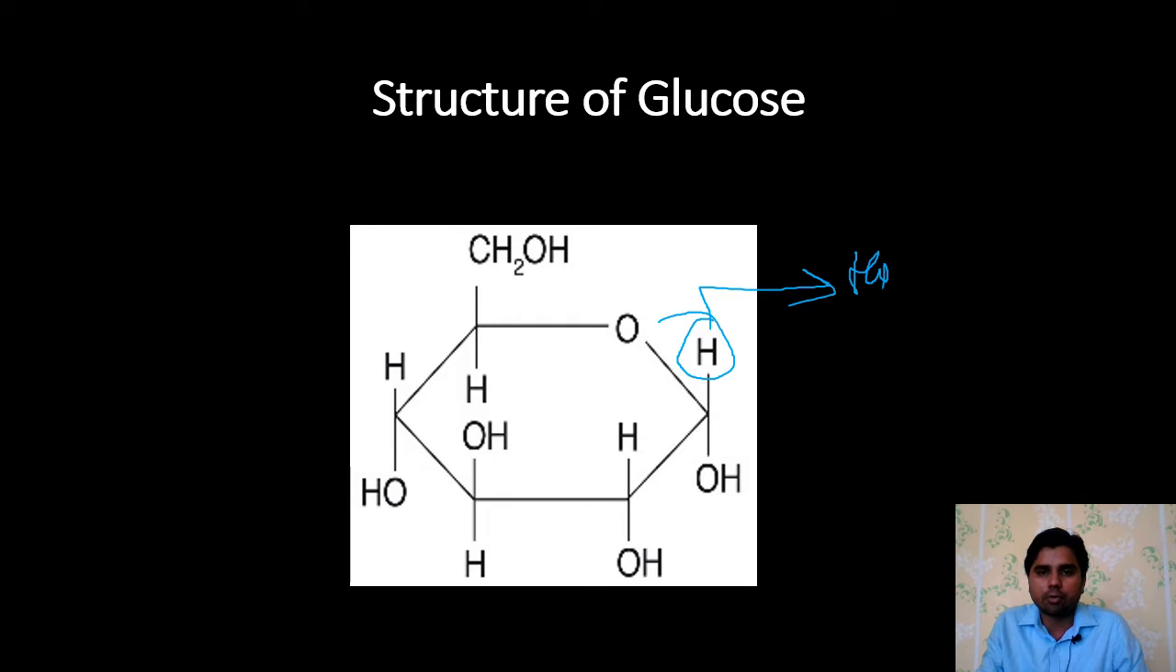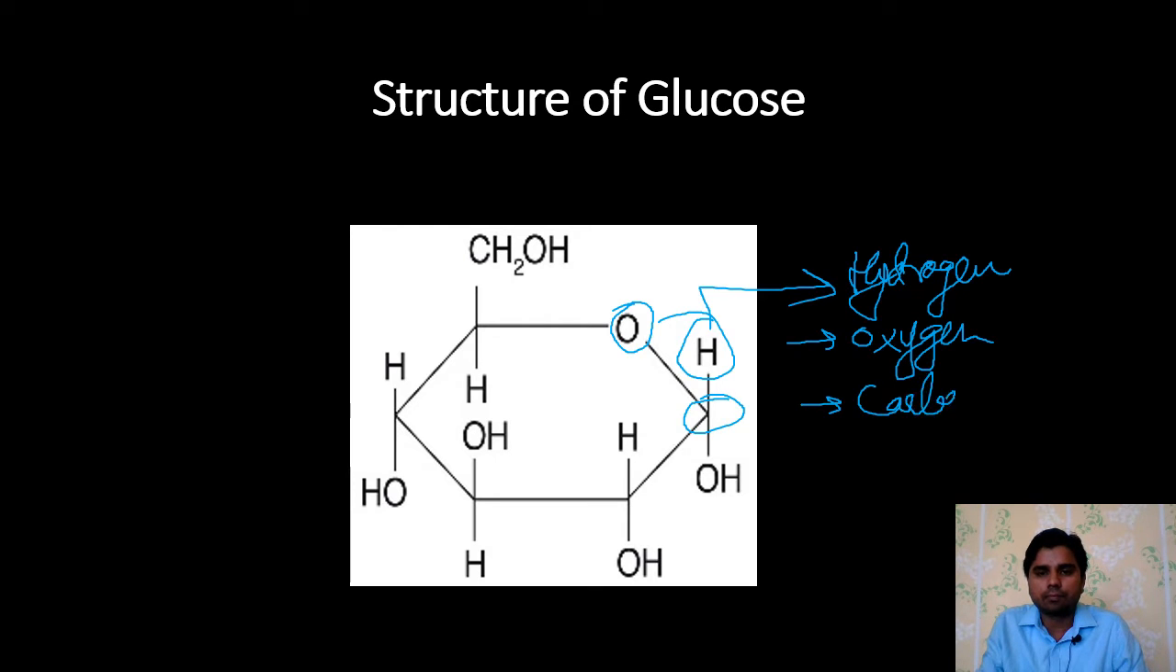First is hydrogen. Second, oxygen is also present. Then here it is carbon. Okay. Anything else? Can you tell me if anything else is left here? Okay, no. So basically in the structure of glucose we can see hydrogen is there, oxygen is there, and carbon is there.